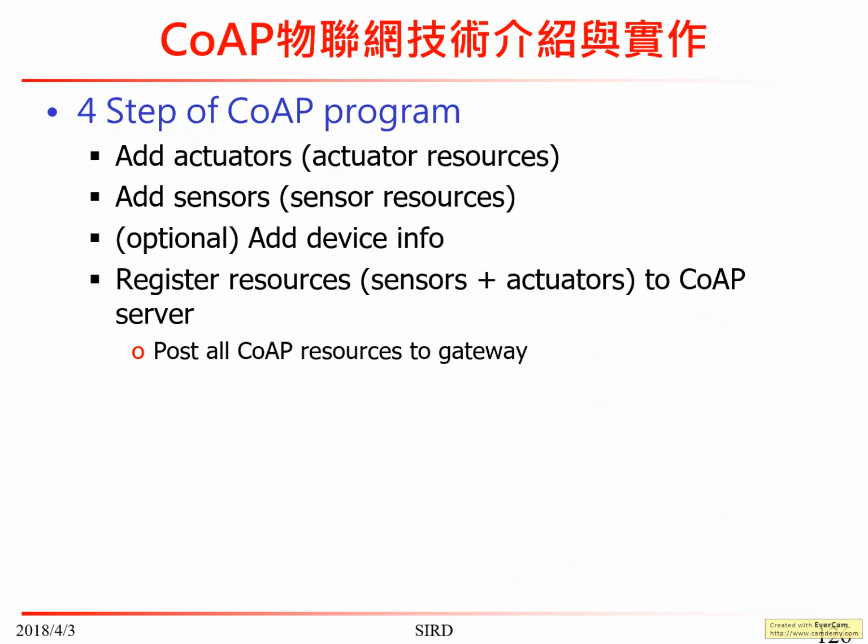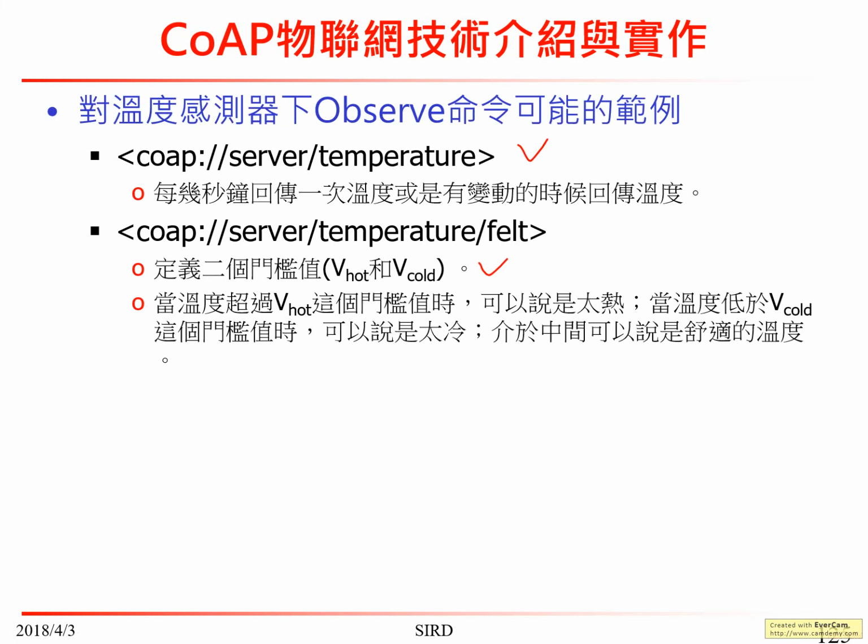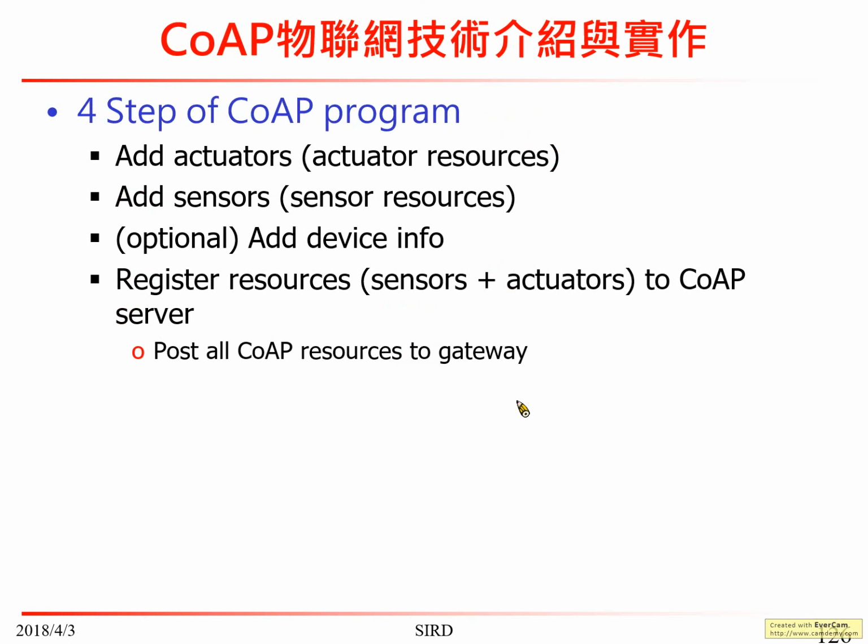So okay, let's try to write our own CoAP application. There are 4 steps to write a complete CoAP server. First, you add the resources, the actuator resources. Sorry, you write some actuator functions. What do I mean by actuator function? When you try to control something from the client, such as sending a message from your smartphone, you send a request over the internet and it goes to your CoAP server.